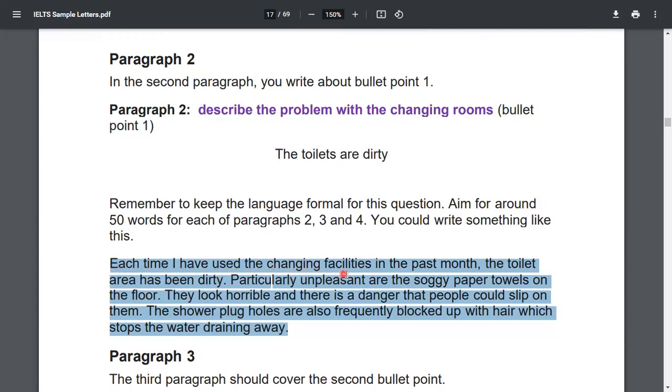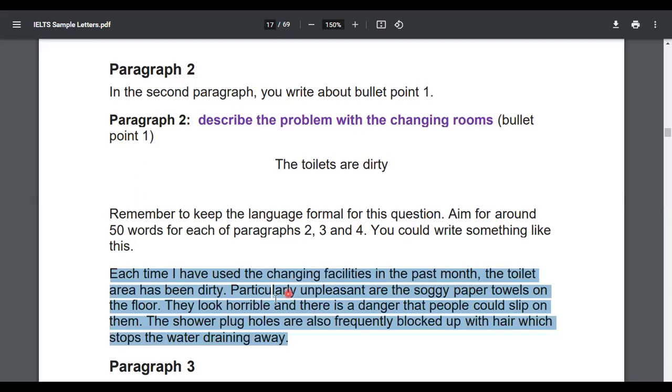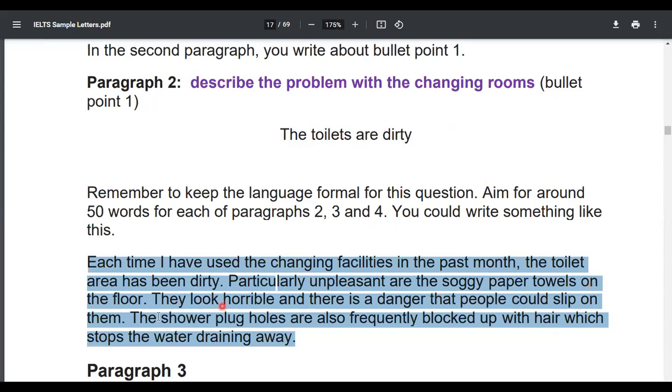Each time I have used the changing facilities in the past month, the toilets area has been dirty. Particularly unpleasant are the soggy paper towels on the floor. Let me just zoom it again. Okay. So the soggy paper towels on the floor, they look horrible, and there is a danger that people could slip on them. The shower plug holes are also frequently blocked up with hair, which stops the water draining away.